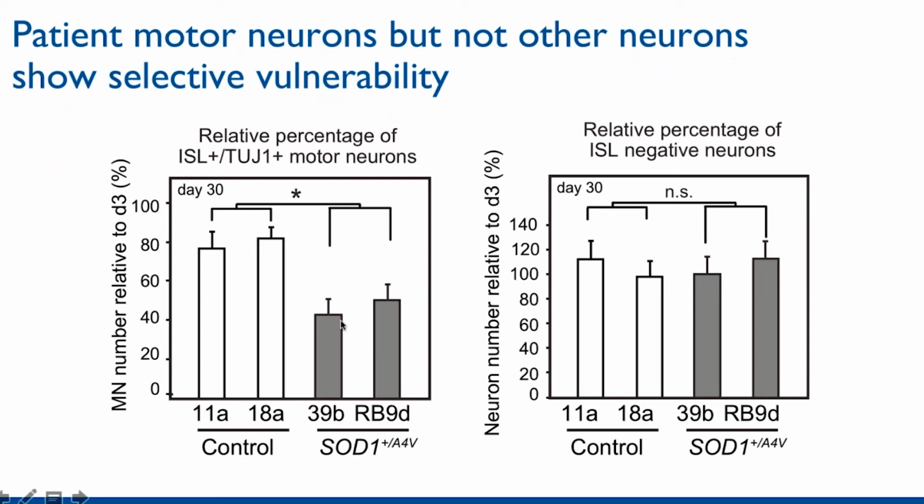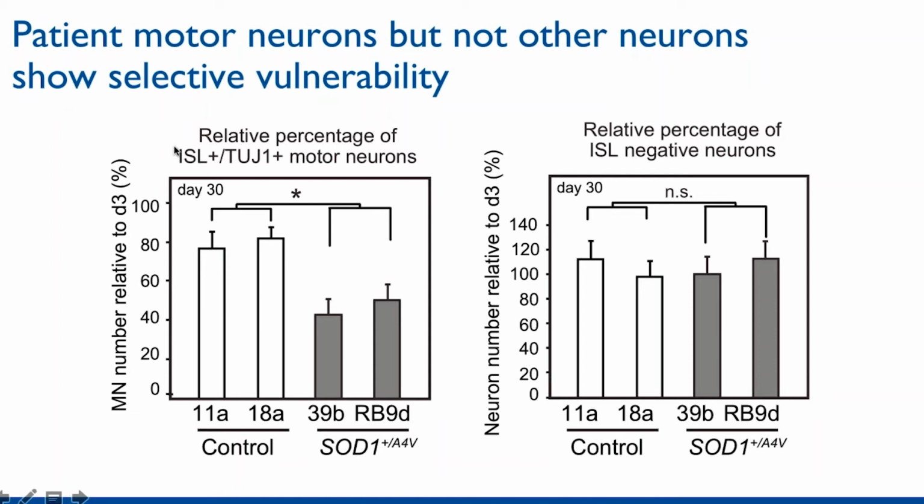And here you can see one of their first key results, in which they found that these motor neurons that were derived from two different patients harboring the same SOD1 mutation, this is the SOD1 A4V mutation, which is a very severe mutation in SOD1, survived much more poorly than those made from two control individuals that were selected by our collaborators at Columbia University.